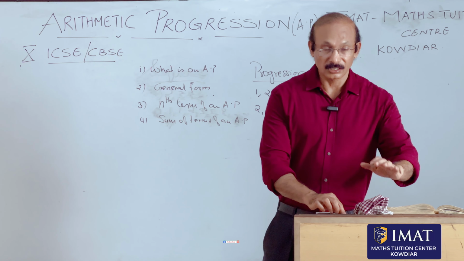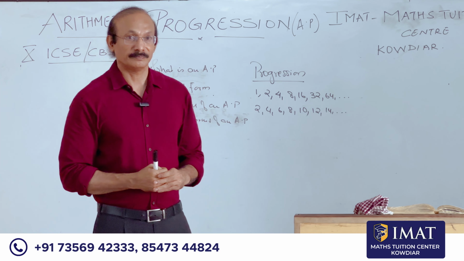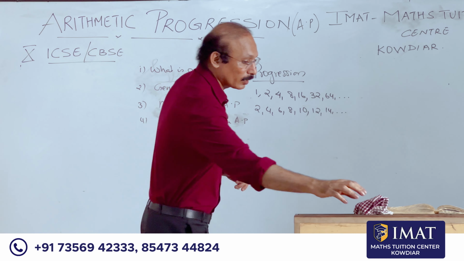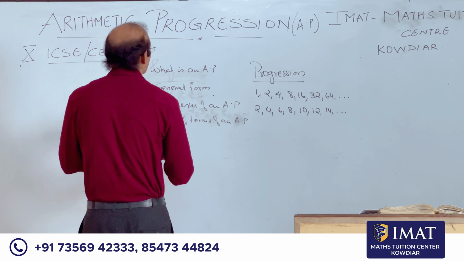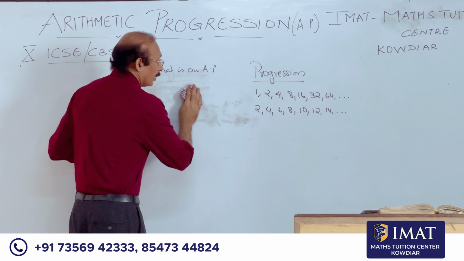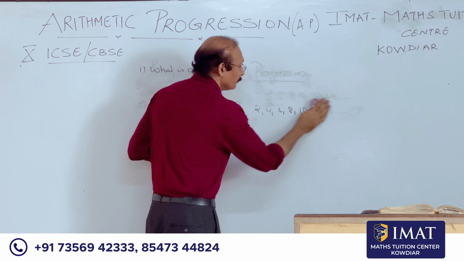And if you know these terms properly, then you can go to any level of this particular chapter. Okay? Right. So now let us see what is an AP. What is an arithmetic progression? Just see. As I said, a progression is a sequence that follows an order, right? Now let me take an example here.